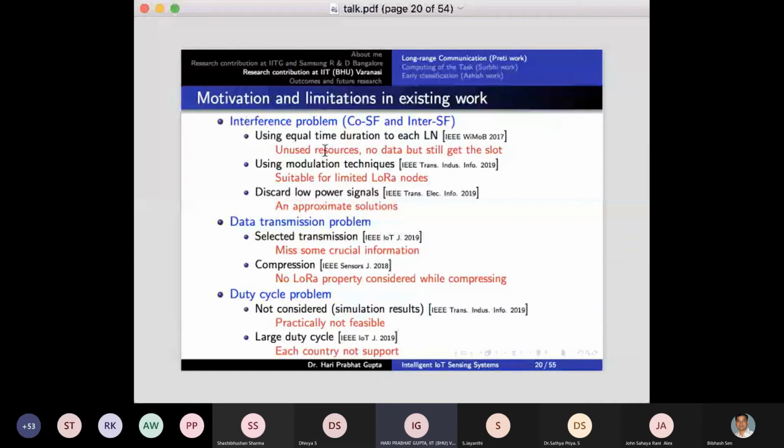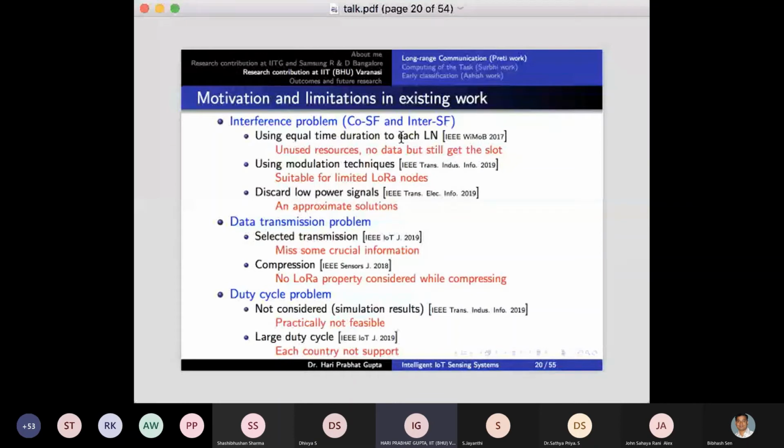Most of the papers assume that if they have 100 devices, they equally divide the time. That means something like TDMA, so the time frame is divided. If I transmit my data at time 0, then the other one transmits at 1, then 2, and then my turn comes again if 3 devices are there. That type of arrangement is there.